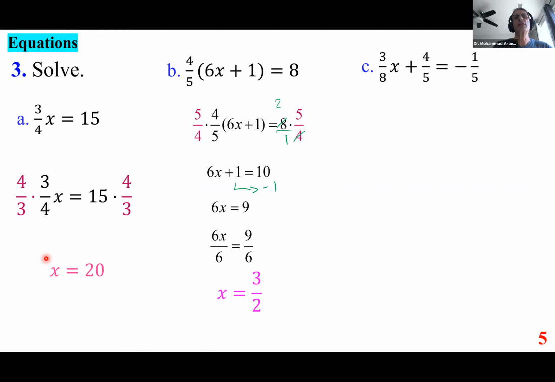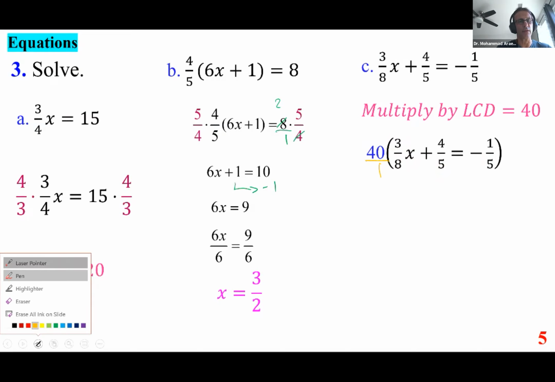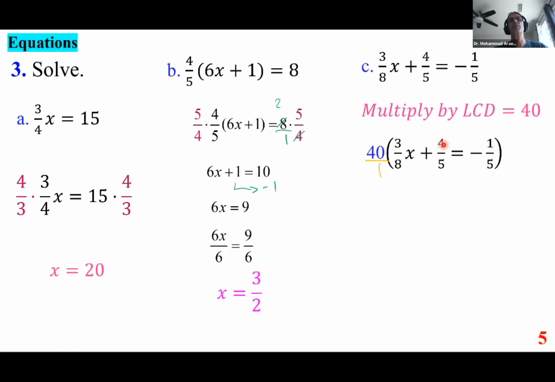For a case such as part C, it's a good practice to multiply by the LCD to clear out all the fractions. There are 1, 2, 3 fractions, and their LCD is 40. So if we multiply by 40, let's see what happens. For the first one, 40 divided by 8 is 5 times 3 gives us 15x. 40 divided by 5, because this is the same as 40 over 1, by the way. If you want, you can write it as 40 over 1 and deal with it that way. 40 divided by 5, 8 times 4 is 32. 40 divided by 5 is 8 times -1 is -8.